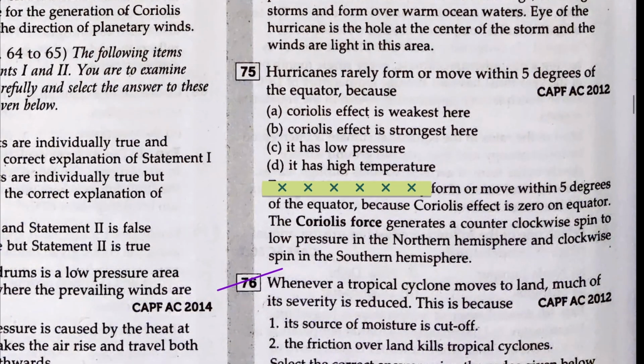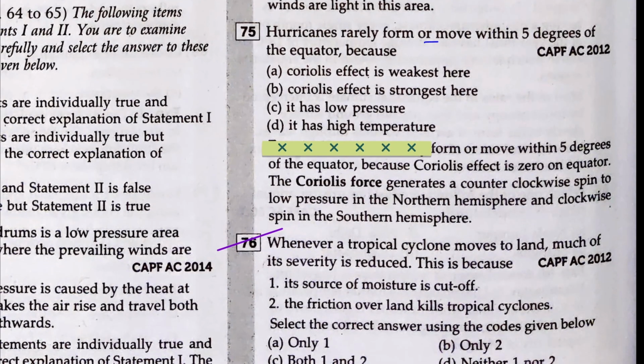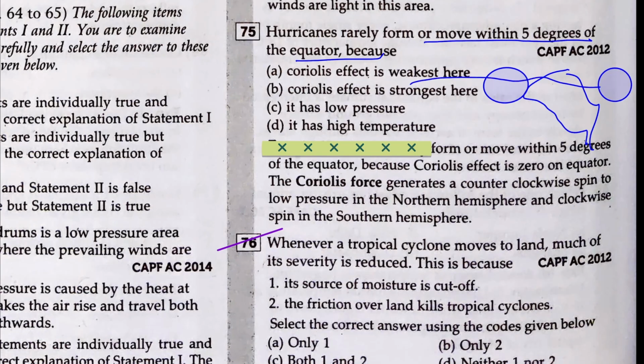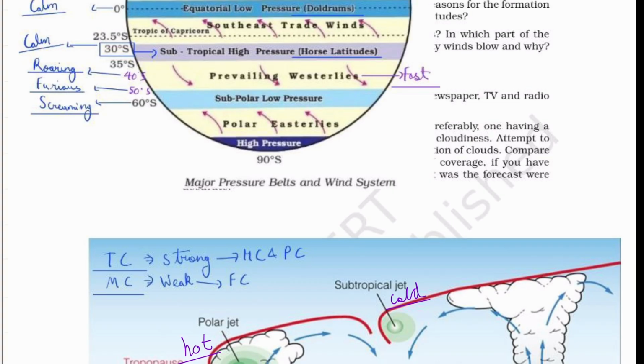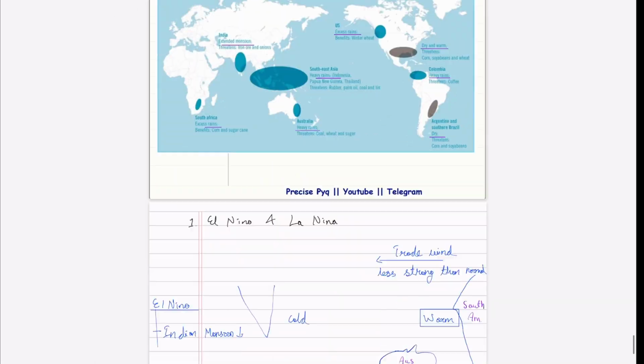Next. Hurricanes rarely move within 5 degrees of equator. We have seen in South America, here no tropical cyclone, here no tropical cyclone, despite the fact that low pressure is formed. Why? Because low pressure here is formed near equator and Coriolis force is 0. So Coriolis force is weakest here. A. Again, that diagram.